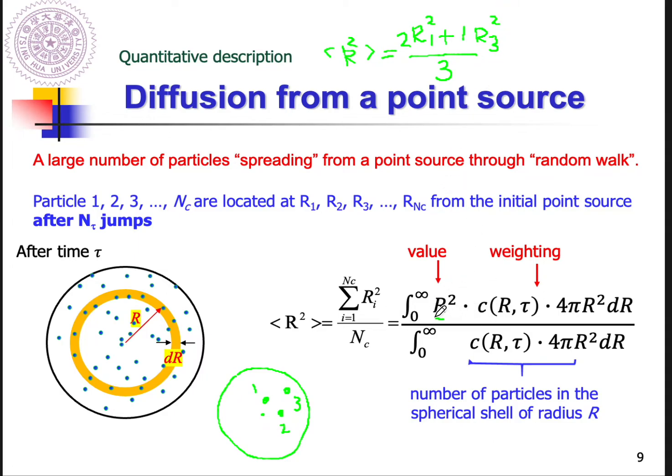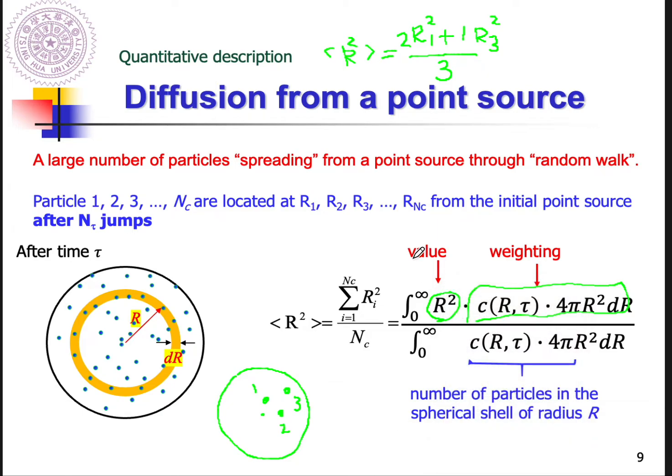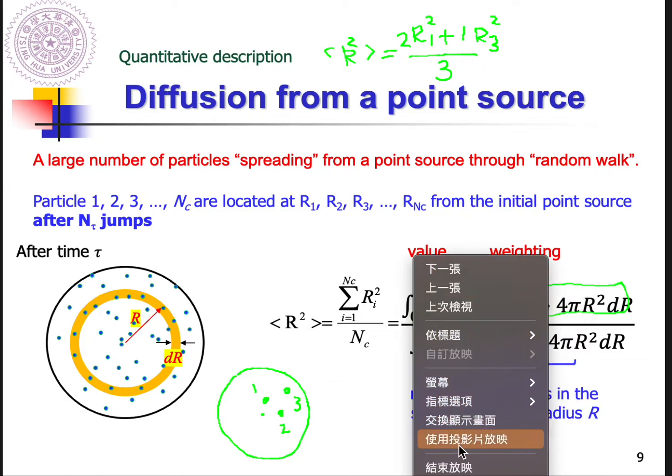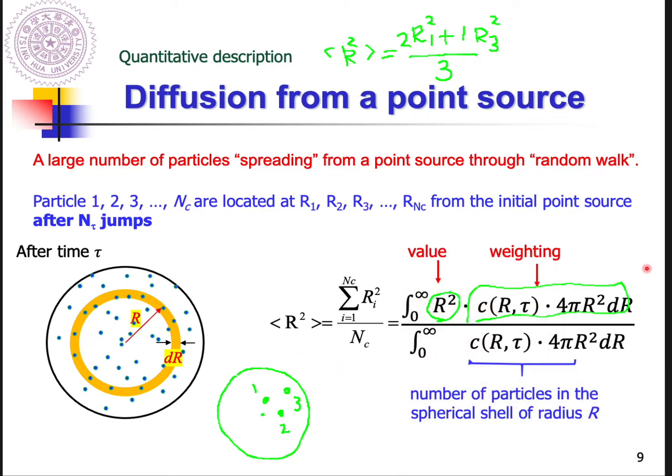This is the value, and you multiply it by the numbers. This term becomes the number of diffusing atoms located at a specific R away from the initial source. Okay. So as long as you can solve this equation, then you can get the mean square displacement. So now we try to solve this equation.